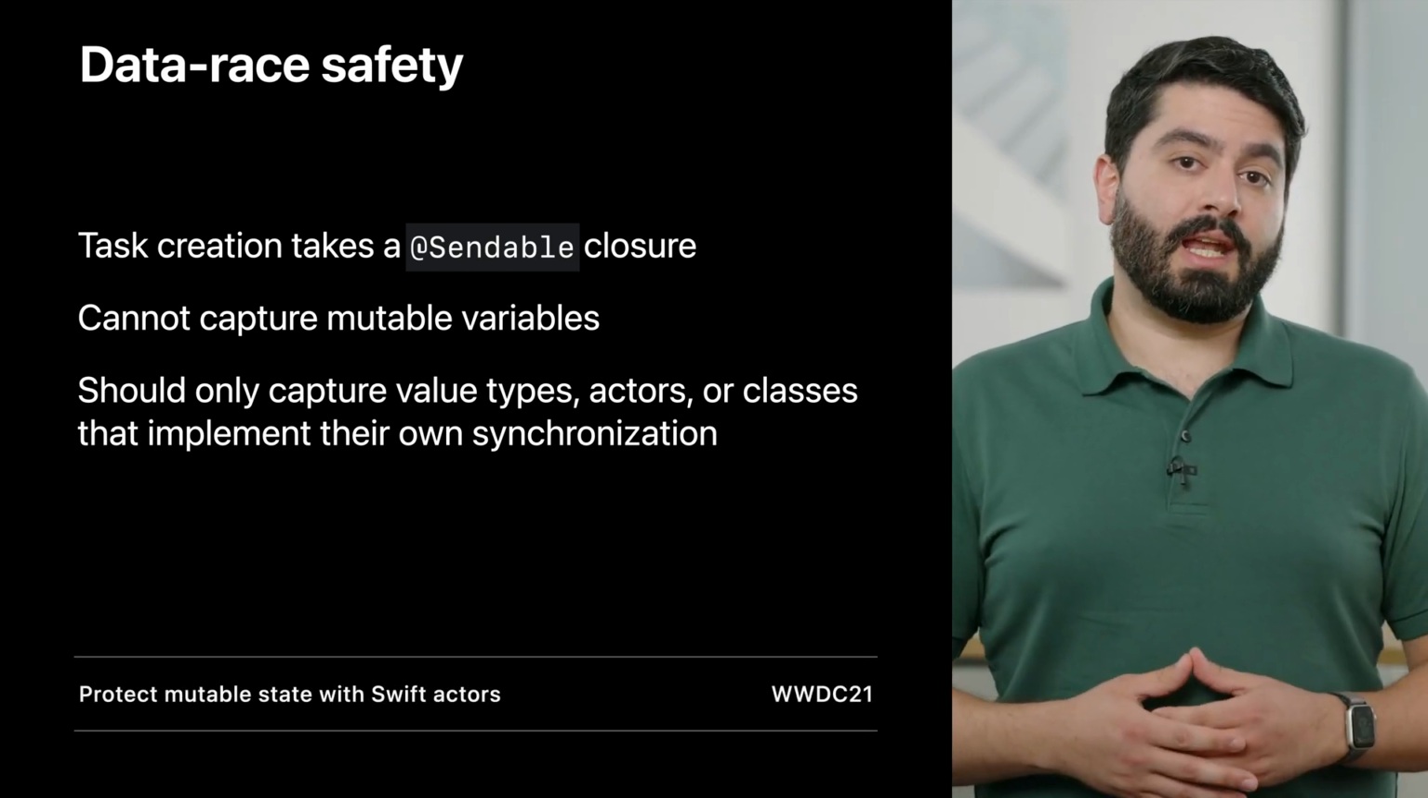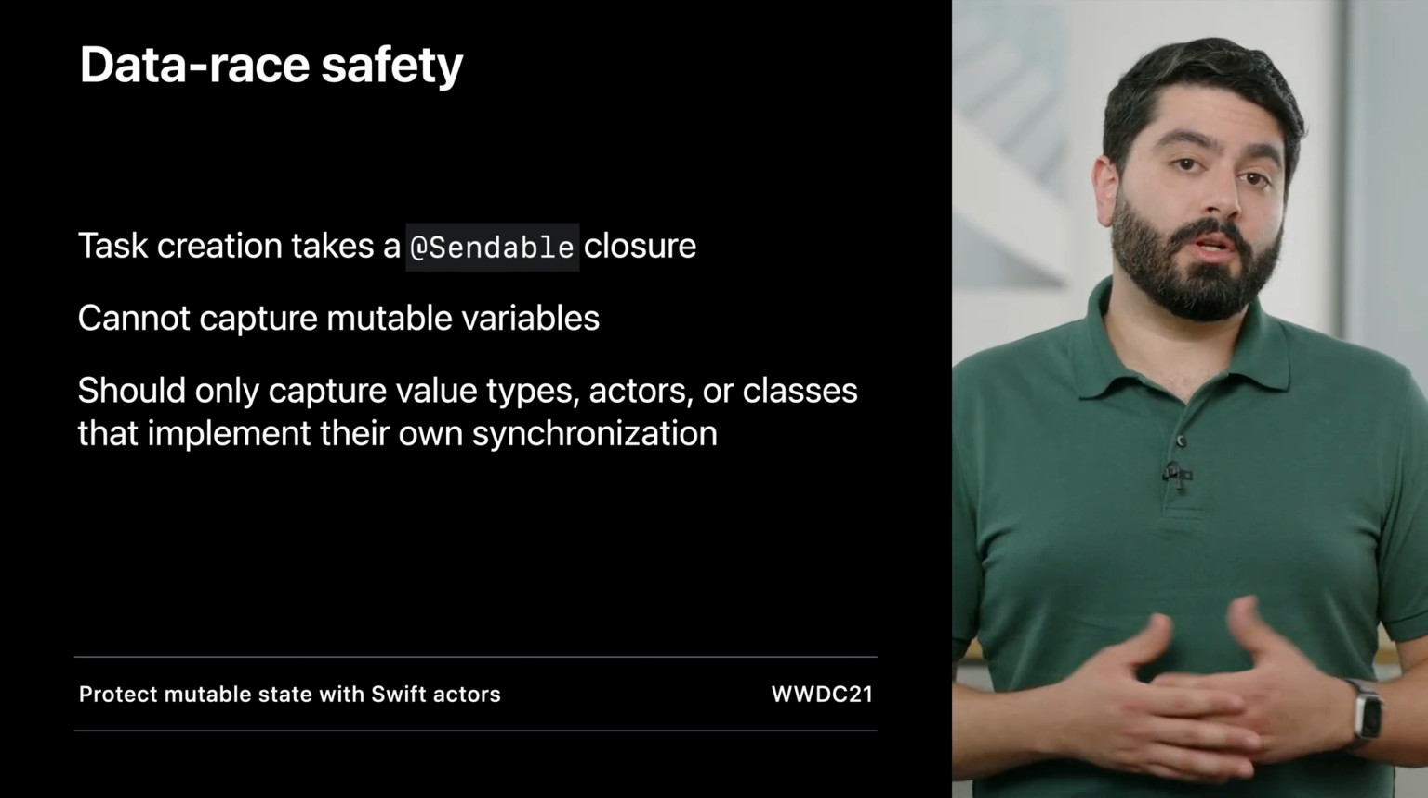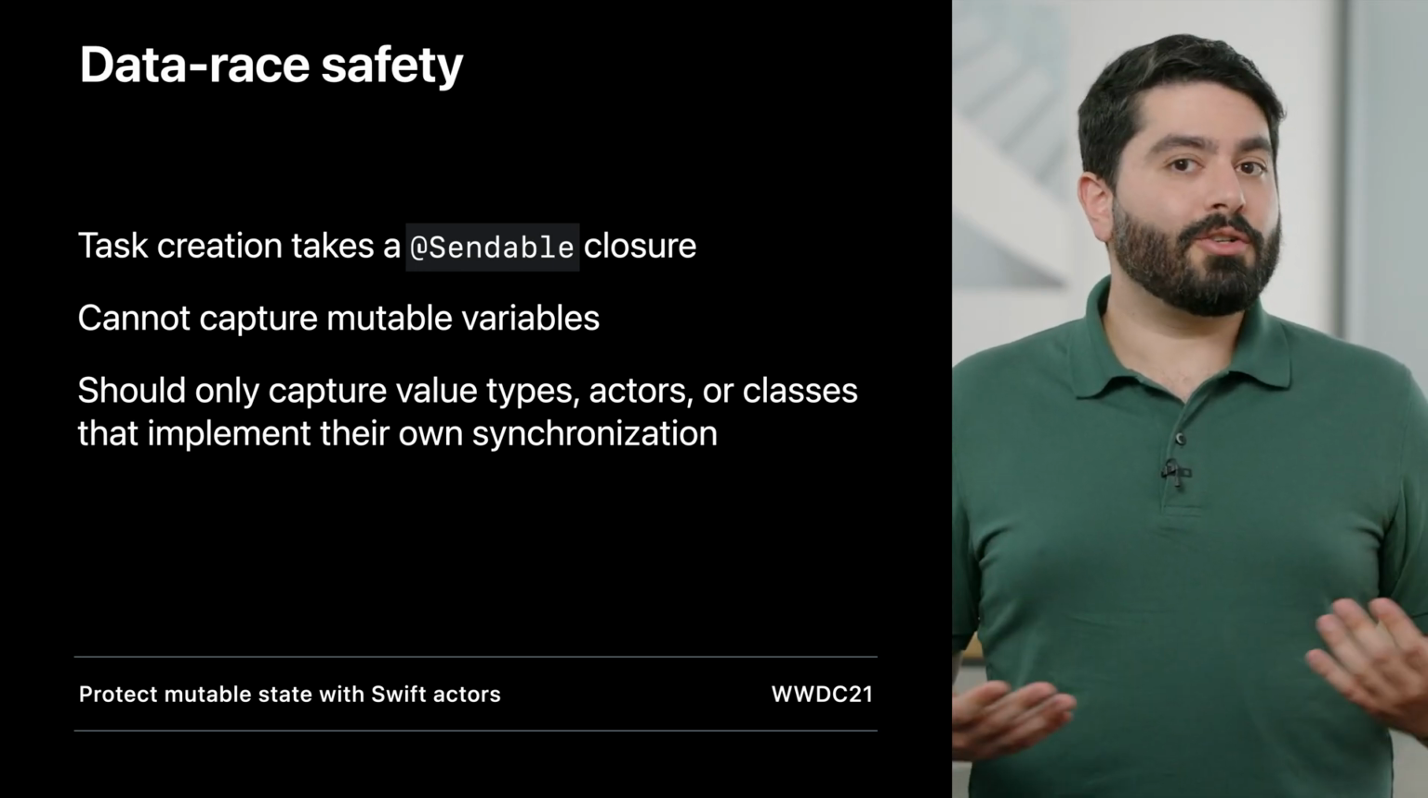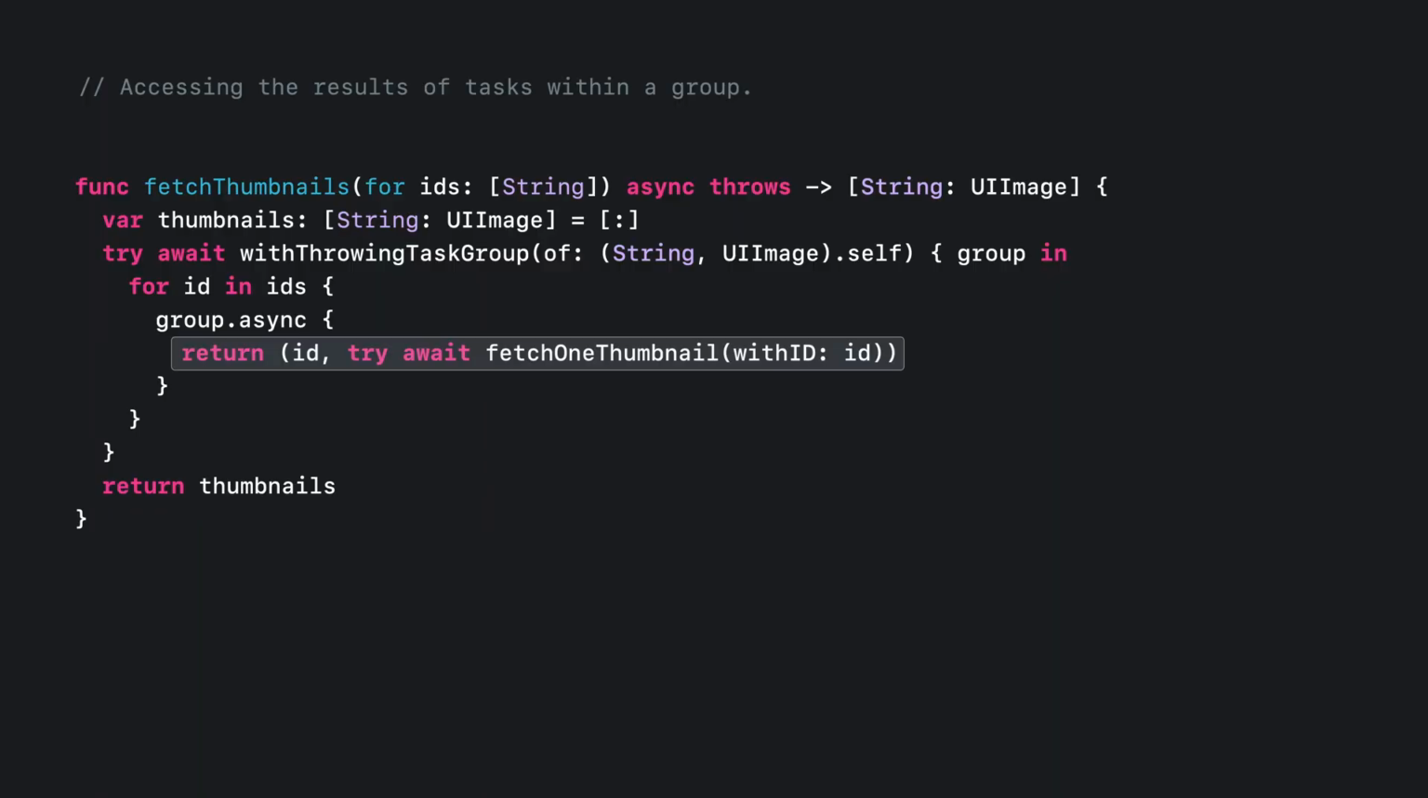We have a whole session dedicated to this topic, called Protect Mutable State with Swift Actors, so I encourage you to check it out. To avoid the data race in our example, you can have each child task return a value. This design gives the parent task the sole responsibility of processing the results. In this case, I specified that each child task must return a tuple containing the string ID and UI image for the thumbnail. Then, inside each child task, instead of writing to the dictionary directly, I have them return the key value tuple for the parent to process.